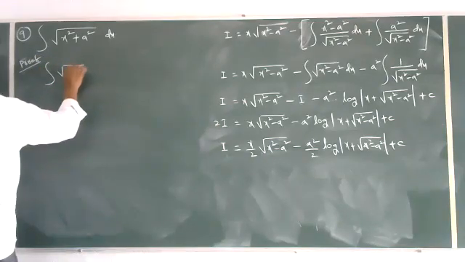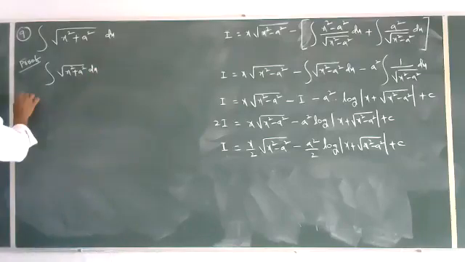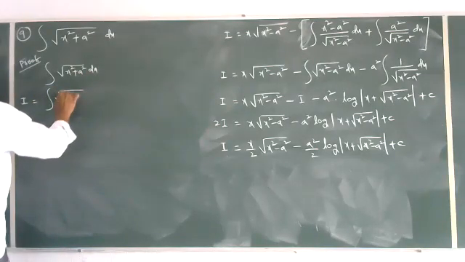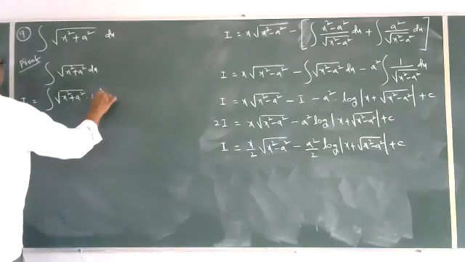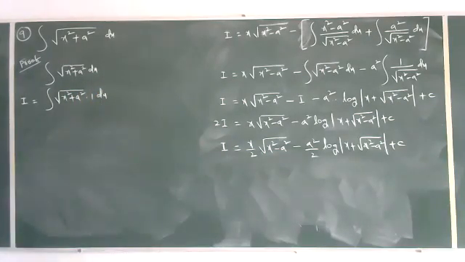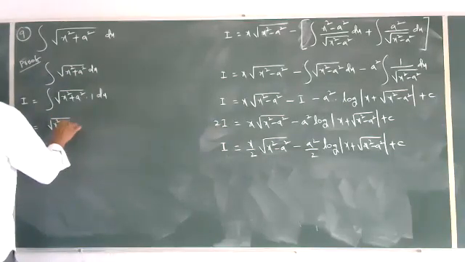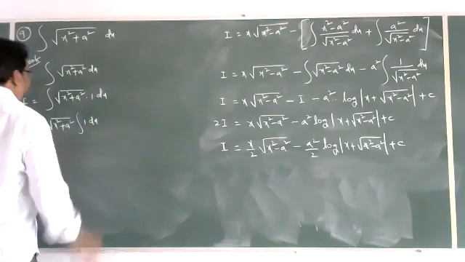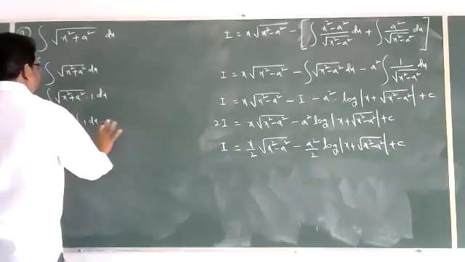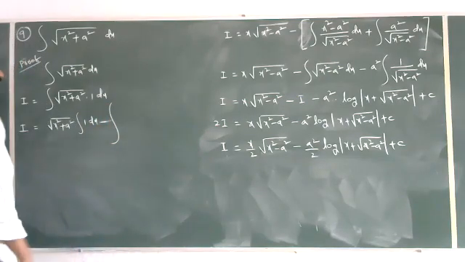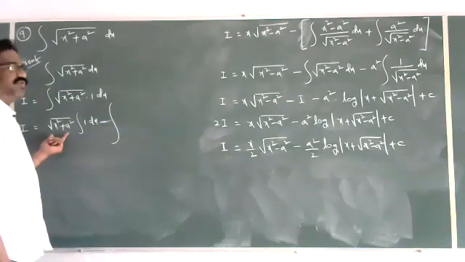Integral root of x square plus a square dx. That is, I is equal to integral root of x square plus a square into 1 dx. Here we consider root of x square plus a square as the first function and 1 as the second function, by using integration by parts. I is equal to root of x square plus a square into integration of 1 dx, minus integral derivative of root of x square plus a square.